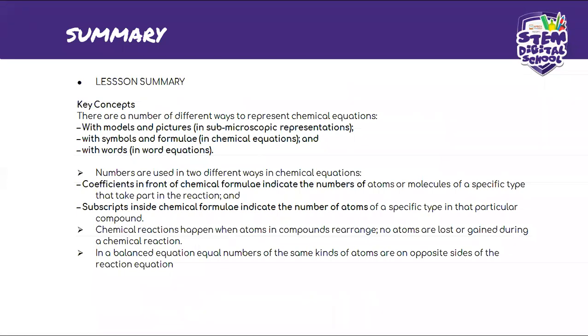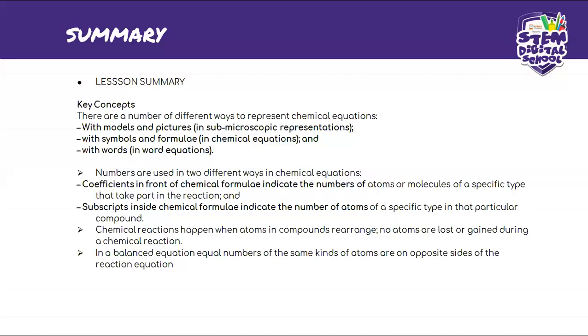Now let's look at the lesson summary. We have been talking about different ways to represent chemical equations. One, we can represent chemical equations using models and pictures, and when we are doing that, we are talking about submicroscopic representation. We also said we can use symbols and formulas in chemical equations, and we can also use words to represent chemical equations or reactions. We must take note.